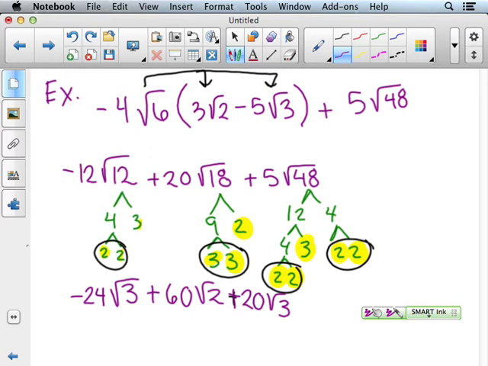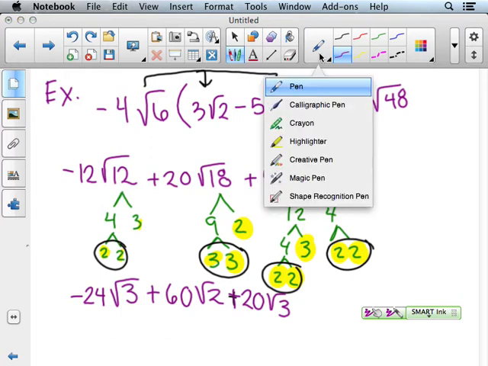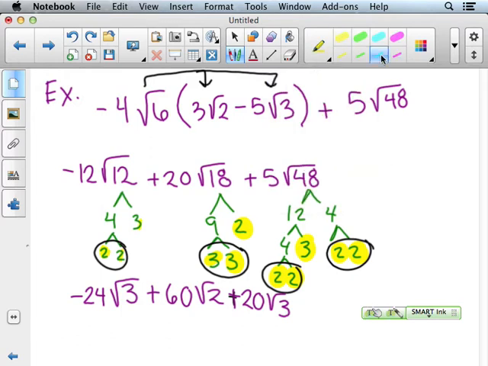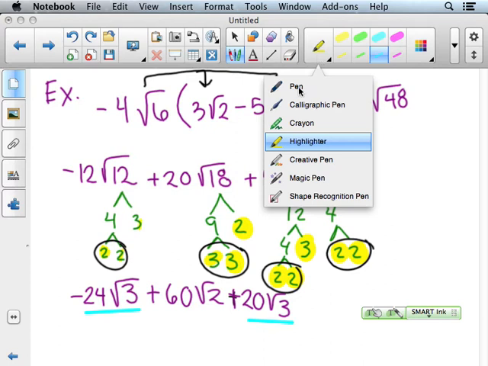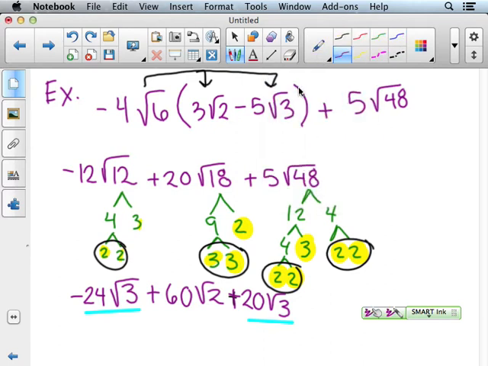Okay, now I'm going to look and see, do I have any terms that I can add together? Yes. Okay, which ones am I allowed to add? The first and the last. Good. Because they have the same index and radicand. Square root 3, square root 3. This is square root 2, even though it has the same index, it doesn't have the same radicand, so we can't add them. So negative 24 plus 20. Negative 4 square root 3. Good. Negative 4 square root 3, and then plus our middle term, 60 square root 2. And there's our final answer.